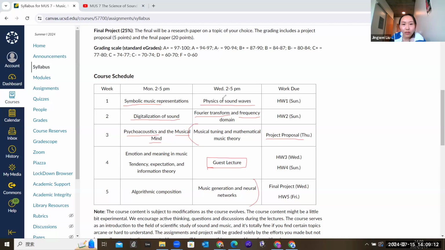The first part is more about sound, right? This course is about the science of sound and music. Because we covered too much about sound, we don't really have time to get into the music part, the more musical or artistic parts, which we don't have time to cover in this lecture so far: mathematical music theory, emotion and meaning in music, algorithmic composition, and also some neural networks.